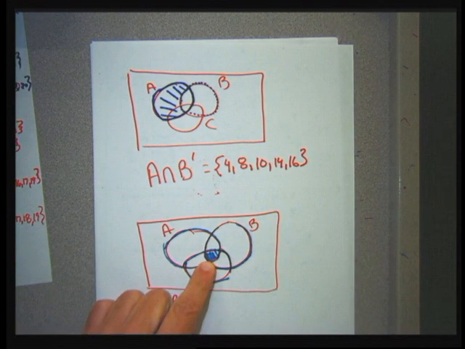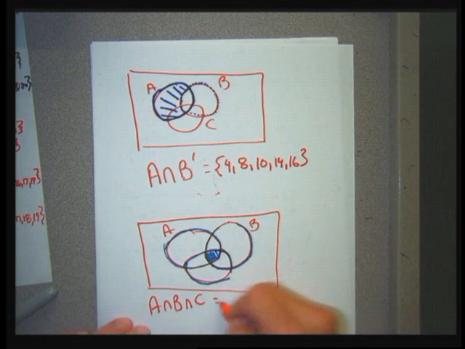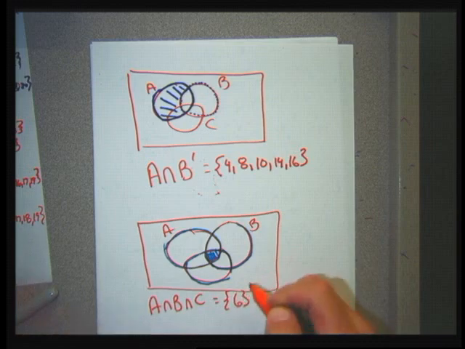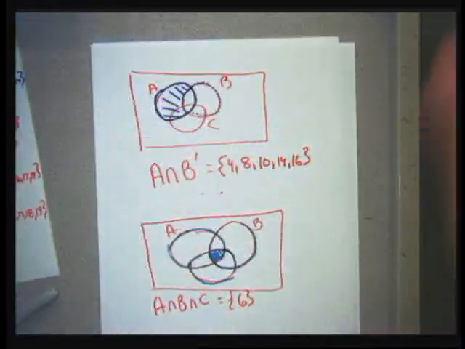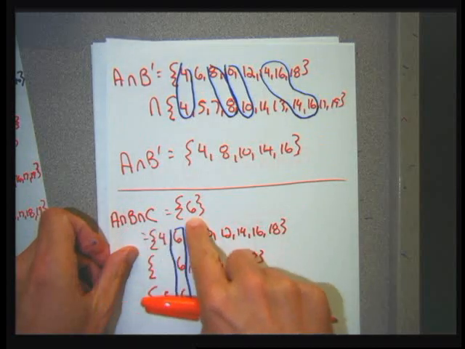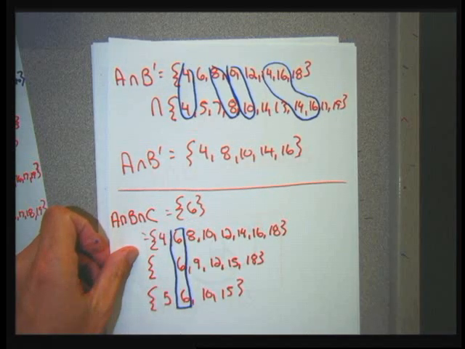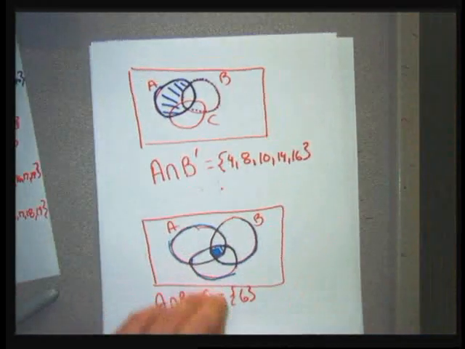That region right there, it's in the A circle that I drew, it's in the B circle, and it's in the C circle. And the only number that's in that little region is the number 6. When I did this by listing the sets, what the sets had in common was the number 6. So A intersection B intersection C is just the number 6. The triple intersection for me is a real easy region of the graph to pick out.